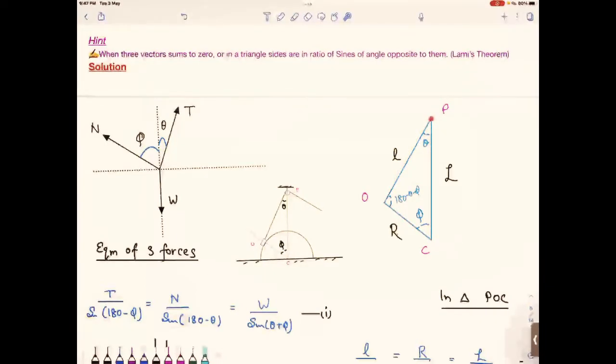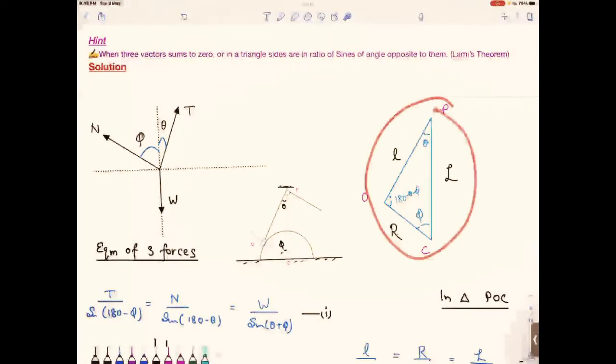One corner is point P, where the pulley is present, one is point C, the center of the cylindrical surface, and point O is where the object is present at a given moment. In this triangle there is angle theta, angle phi, and the third angle will be 180 minus theta minus phi, because the sum of angles of a triangle is 180 degrees.